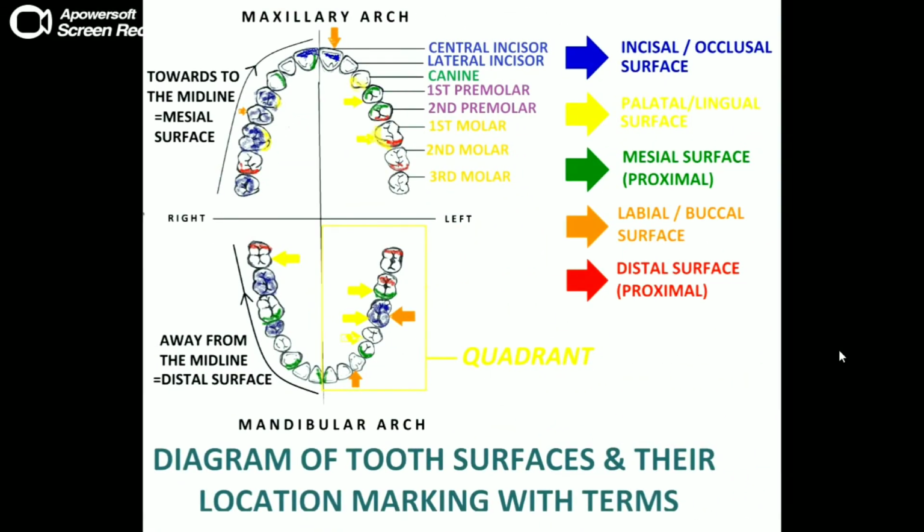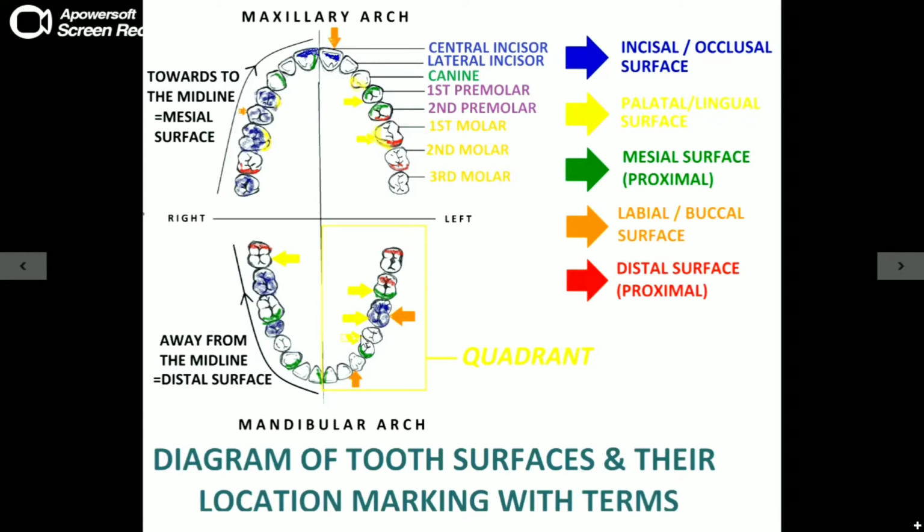Today we discuss the surfaces of teeth. The crown of each tooth has 5 surfaces. They are the incisal or occlusal surface, palatal or lingual surface, mesial surface, labial or buccal surface, and distal surface.